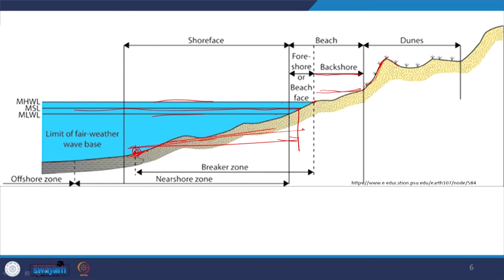So, these are the subdivisions, and all these subdivisions are based on the nature of the wave activity. The wave activity here is different from the wave activity here, and different from the wave activity here. The main work of the breaker zone is that the total characteristics of the wave coming from this direction change here, and those changes are responsible for weathering and erosion of this coast, and their transportation and deposition.